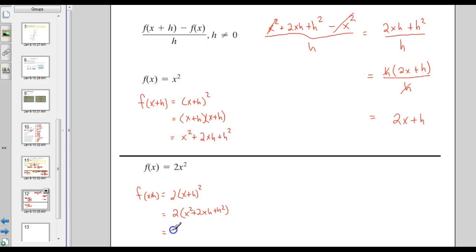We distribute that 2 through. We get 2x squared plus, sorry, I missed distributing that 2 through right there. 4xh plus 2h squared. So that is f of x plus h. That's what I'll replace right here. So 2x squared plus 4xh plus 2h squared minus, from the subtraction, f of x is 2x squared all over h.